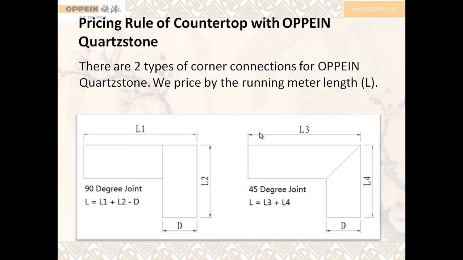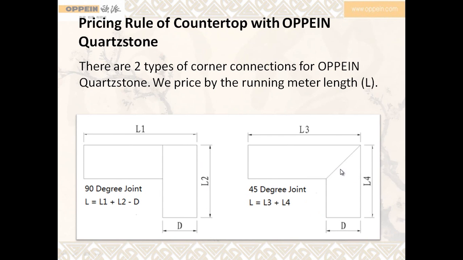As in the following figures, there are two types of corner connection for OPPEIN quartz stone. We price by the running meter length L. The first type is the 90-degree joint, as in the figure on the left side. The length L equals L1 plus L2 minus D.